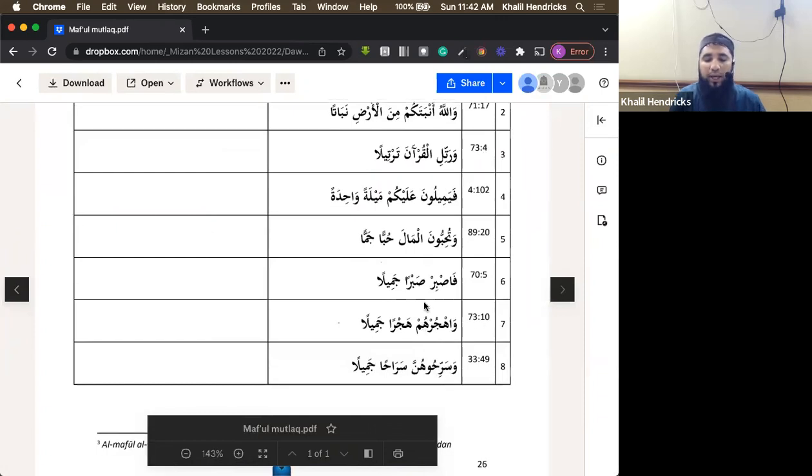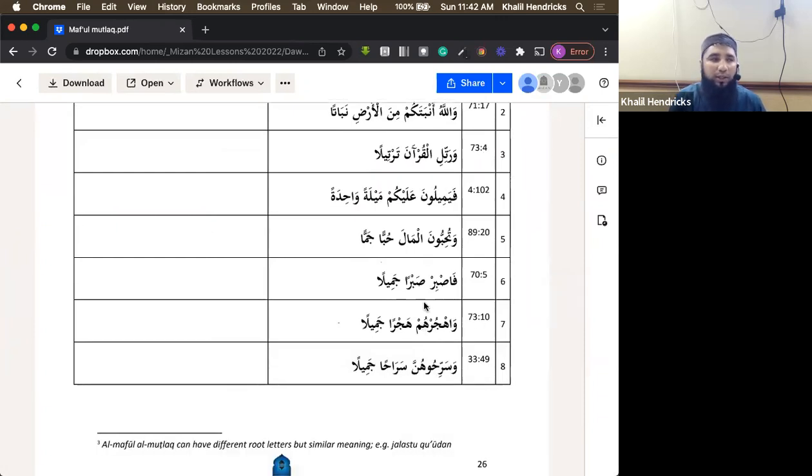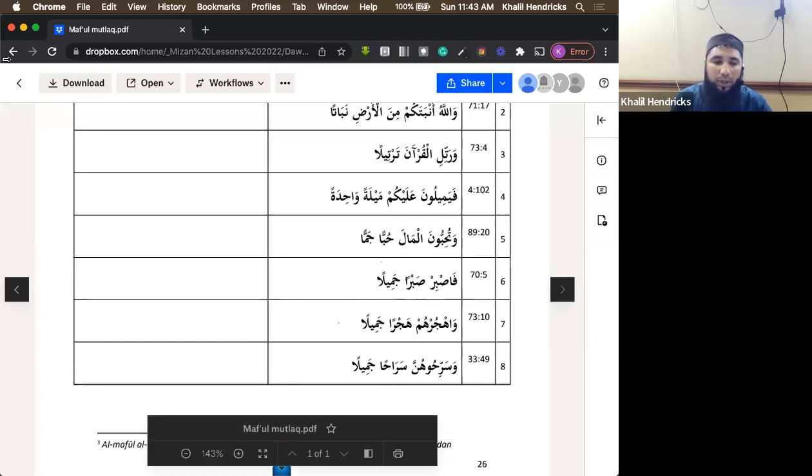Okay, I didn't put it here actually, but I did mention it the last time. ما نعبدهم إلا ليقربونا إلى الله زلفى. يقربونا means to bring close. Zulfa means closeness as well. Right? There's different root letters, but the same meaning. So it can be like that as well.